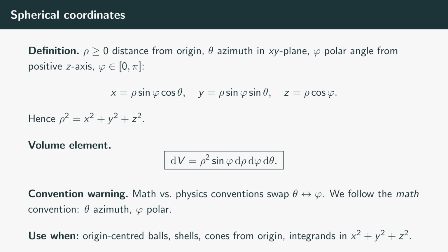poles. A heads up on conventions: physicists usually swap the letters for the two angles. We follow the math convention where theta is azimuth and phi is the polar angle. When the problem has origin-centered radial symmetry, balls, shells, anything with x squared plus y squared plus z squared in it, spherical coordinates are essentially mandatory.